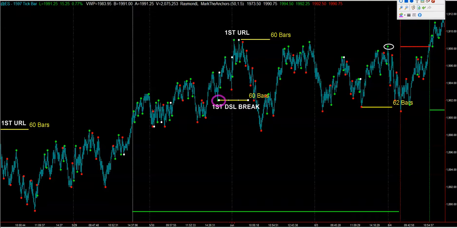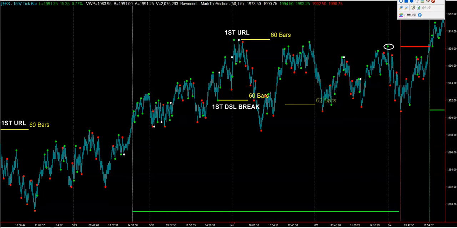Okay, and so we mark it. In order for there to be a reversal, we need 2. The second time the DSL breaks, we then use that as our reversal. Now I want to draw your attention to the item about the second DSL break. It can only be below the first one. So that means that the DSL line has to be below this area there, and it happens over here. That is the second time we have a DSL break.